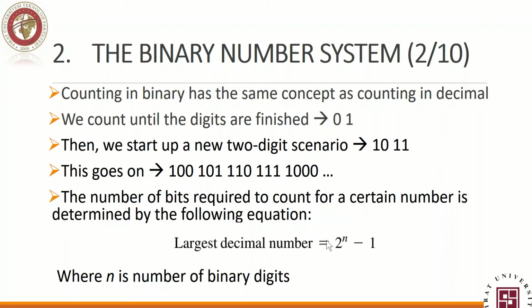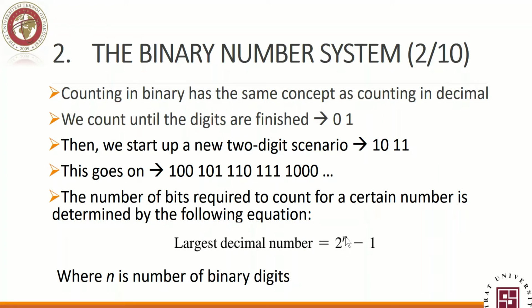Let's say we make it the other way around. Let's say by 2 binary digits, how many decimal numbers can I count? 2 to the power 2, that's 4, minus 1, that's 3, so we can count from 0 to 3. And it goes on.